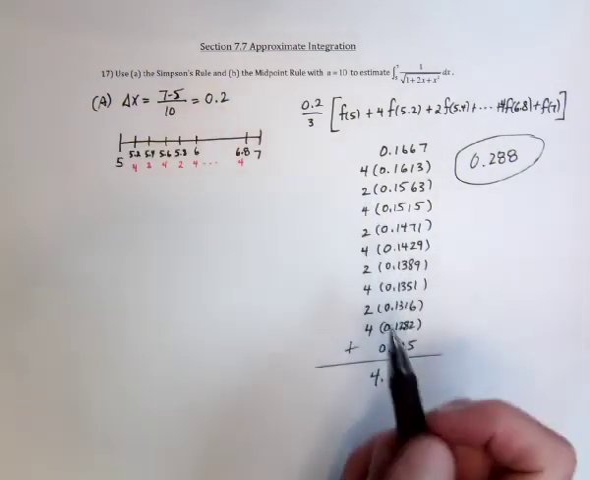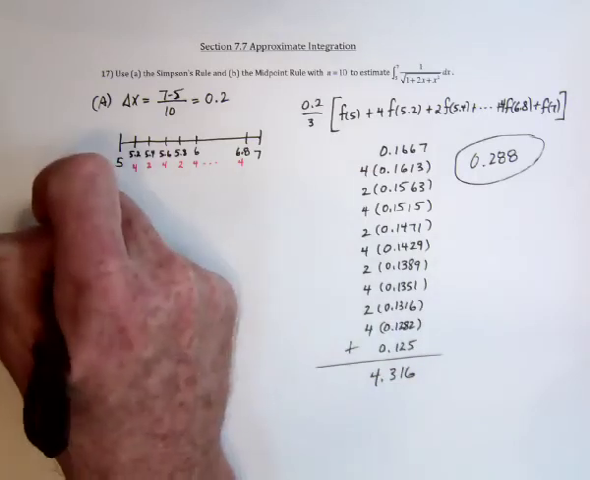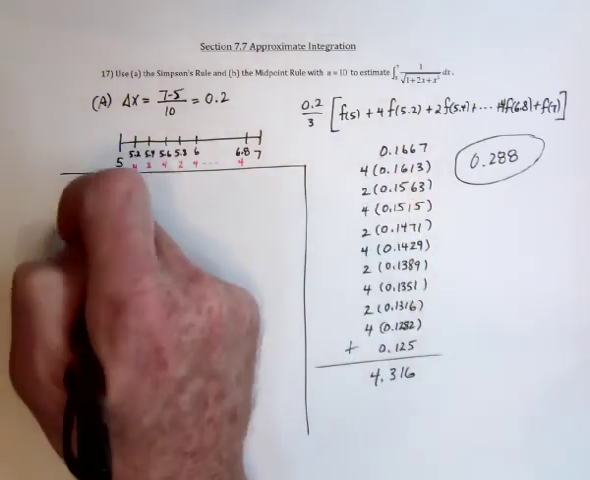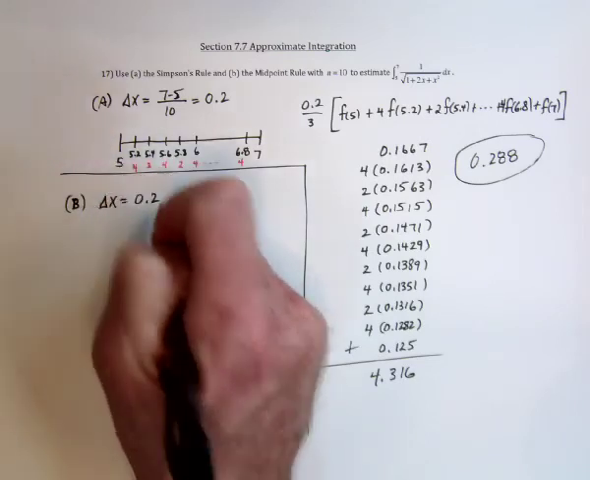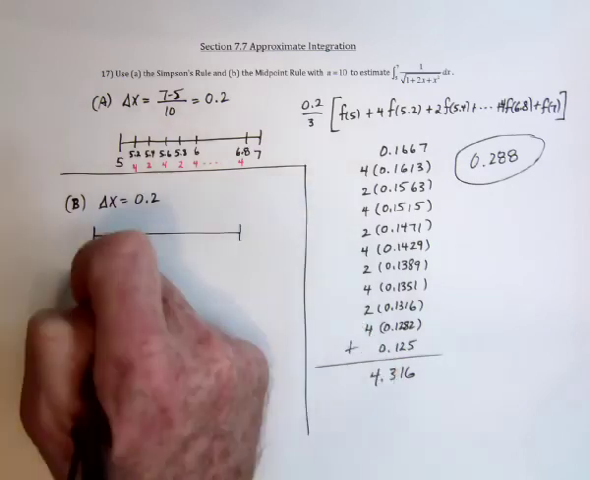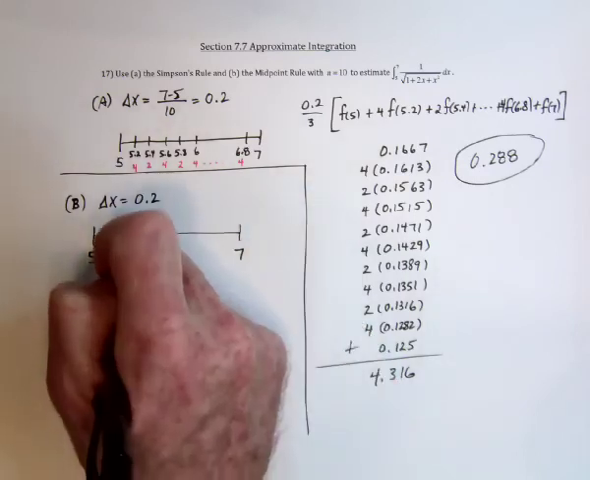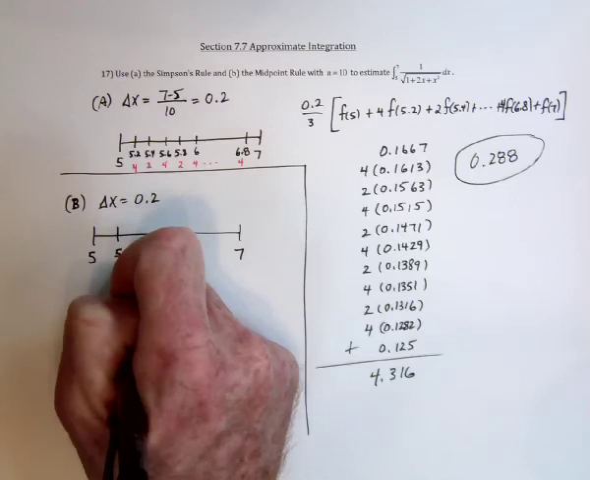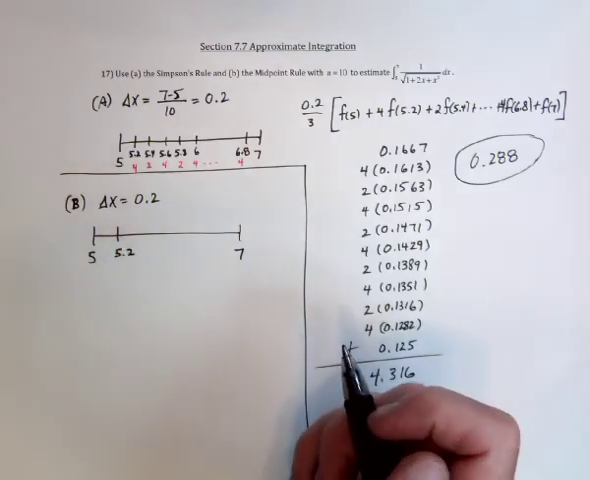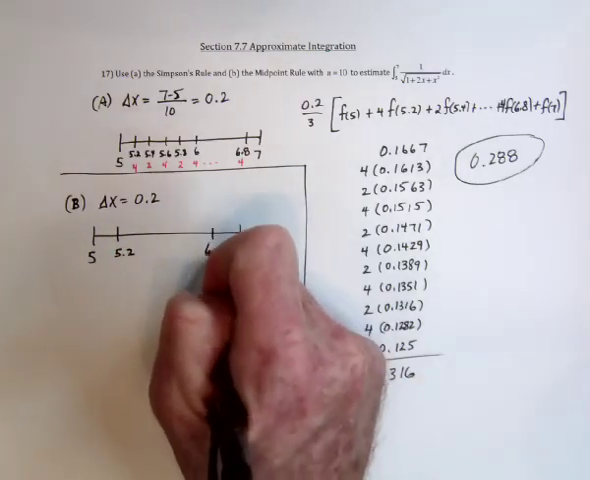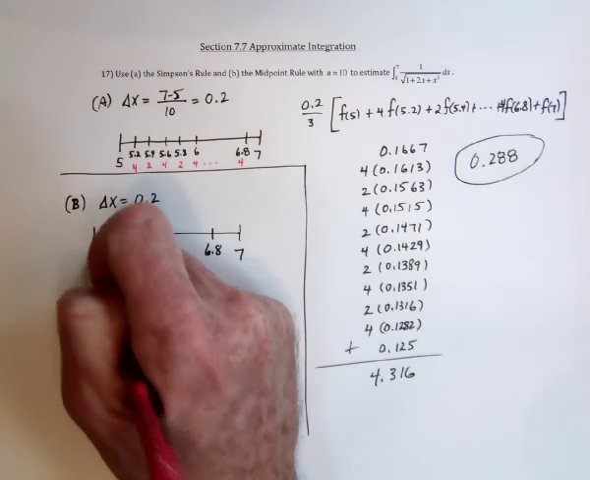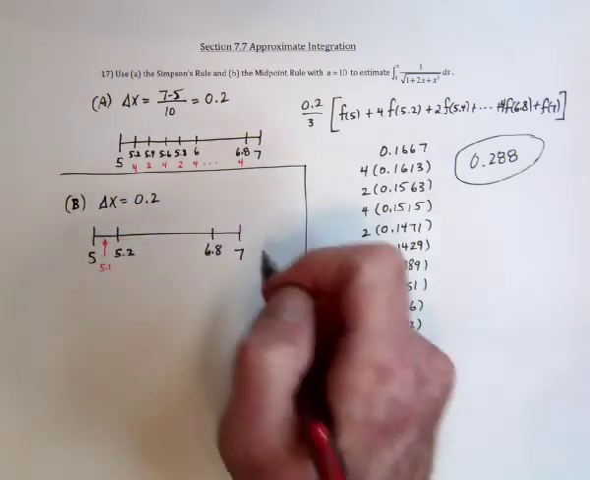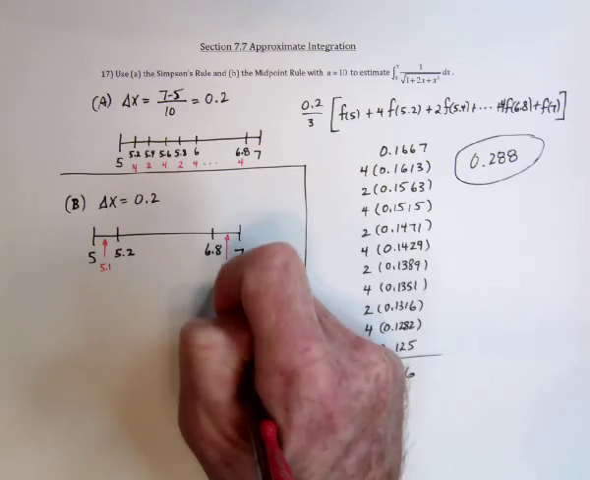The midpoint rule goes very fast, so that's going to be, for part B, again, delta x equals 0.2. The interval again goes from 5 to 7, so the first interval would go from 5 to 5.2. The last interval would go from 6.8 to 7. Then you just need to know the midpoint in here would be 5.1. The midpoint in here is 6.9.